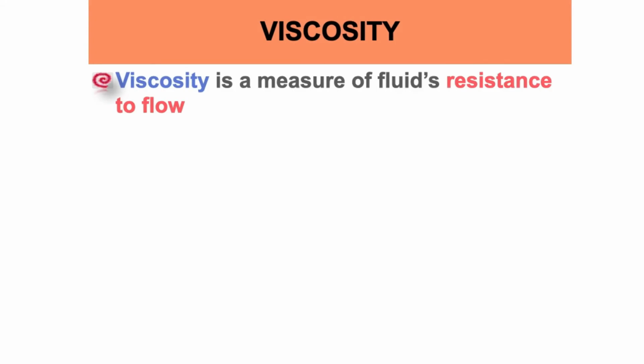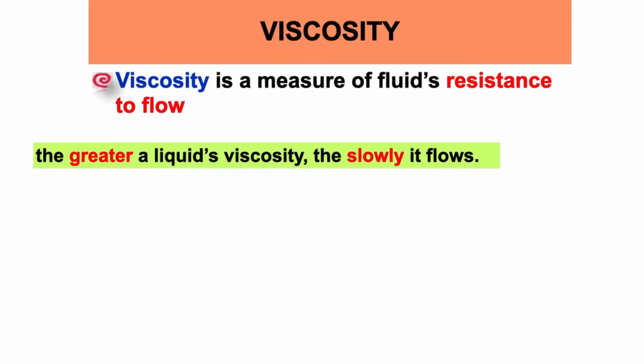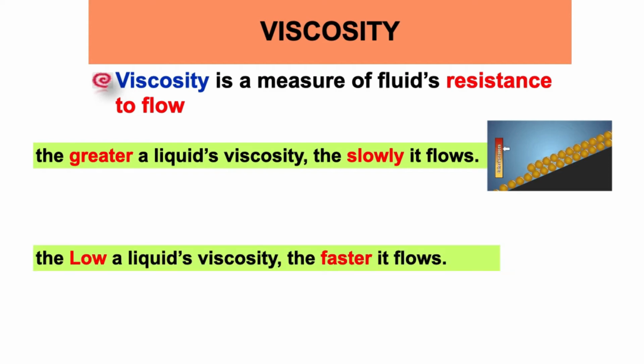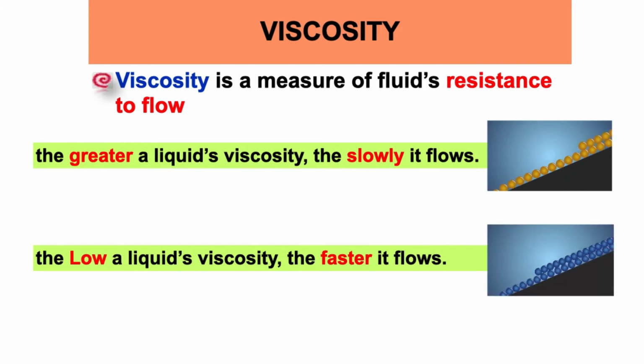Viscosity. Viscosity is a measure of a fluid's resistance to flow. This means the greater a liquid's viscosity, the more slowly it will flow. As you can see in this animation, the liquid has high viscosity but low flow rate. While the lower a liquid's viscosity, the faster it flows. As you can see in the second animation, this liquid has low viscosity but high flow rate.